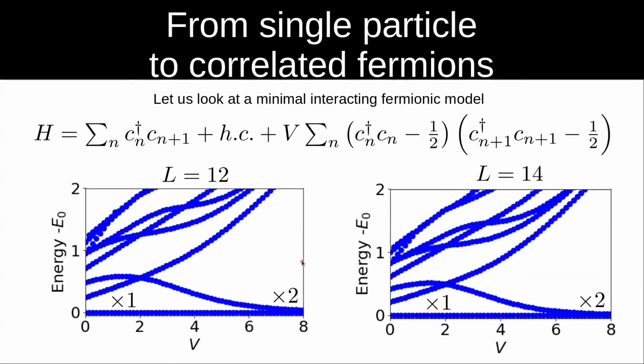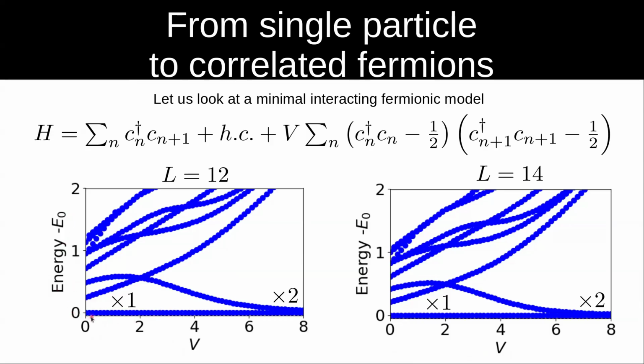So in order to do this, we take a finite chain, because we need to solve this exactly using diagonalization, and we will look at the eigenvalues as a function of the interaction. In particular, we are going to look at the eigenvalues as a function of interaction for two different system sizes. So if you look first at the eigenvalues for V equal to 0, and here I am removing the contribution from the ground state energy so that the ground state is always at 0.